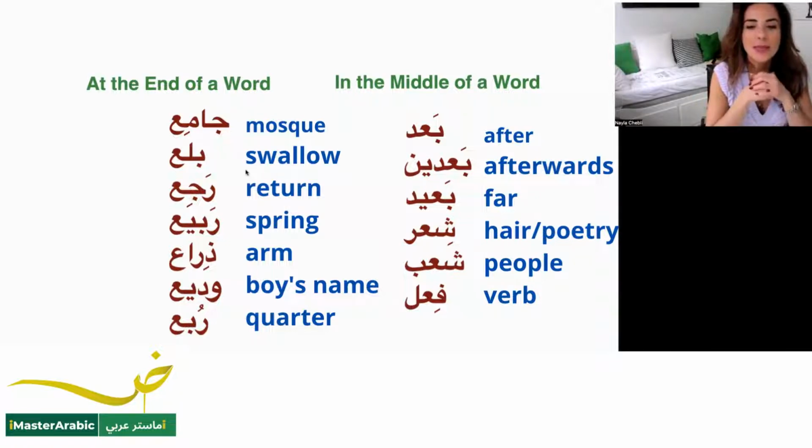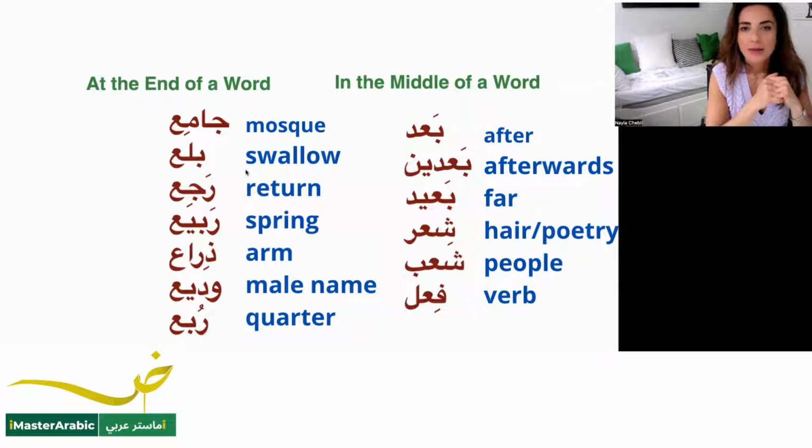This one is a bit less obvious at the end of the word than at the beginning and in the middle. However, you do say it. You really have to try to block that air. Okay, at the end now. جامع. See? جامع. Mosque.